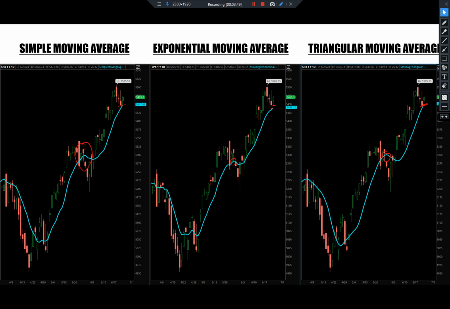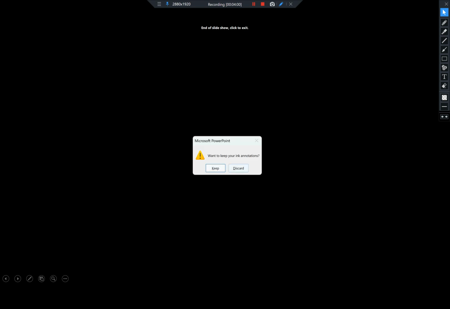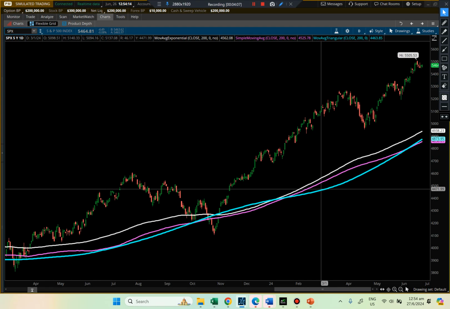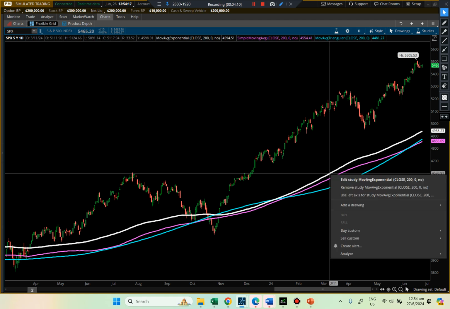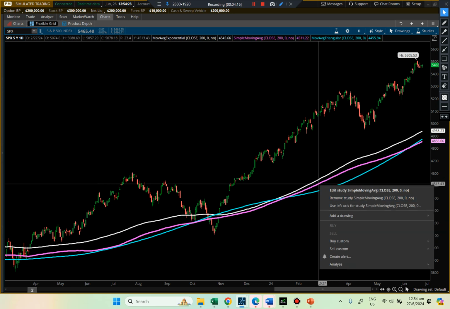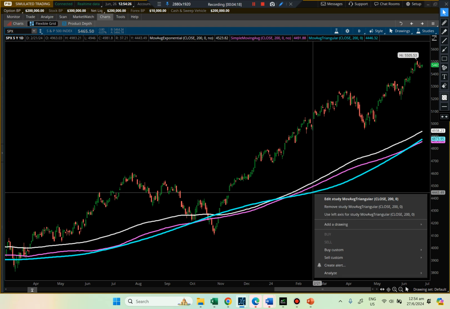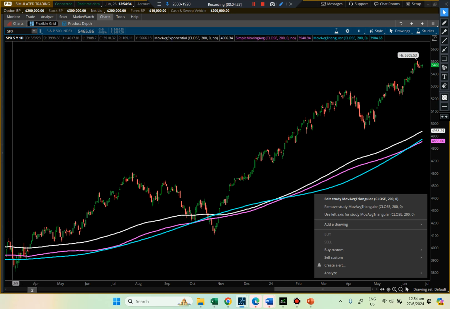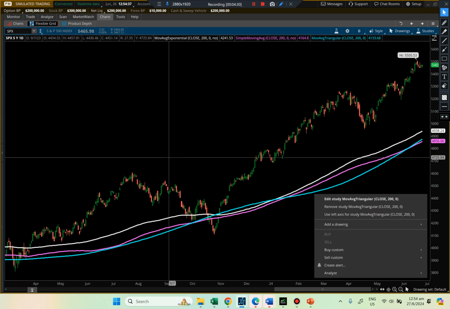So the question is, which one should you really take a look at? We can find out by placing them into a single chart. Let's take a look. Over here, we have the white line, which is the exponential moving average. We have the pink line, which is the simple moving average, and we have the turquoise line, which is the triangular moving average.